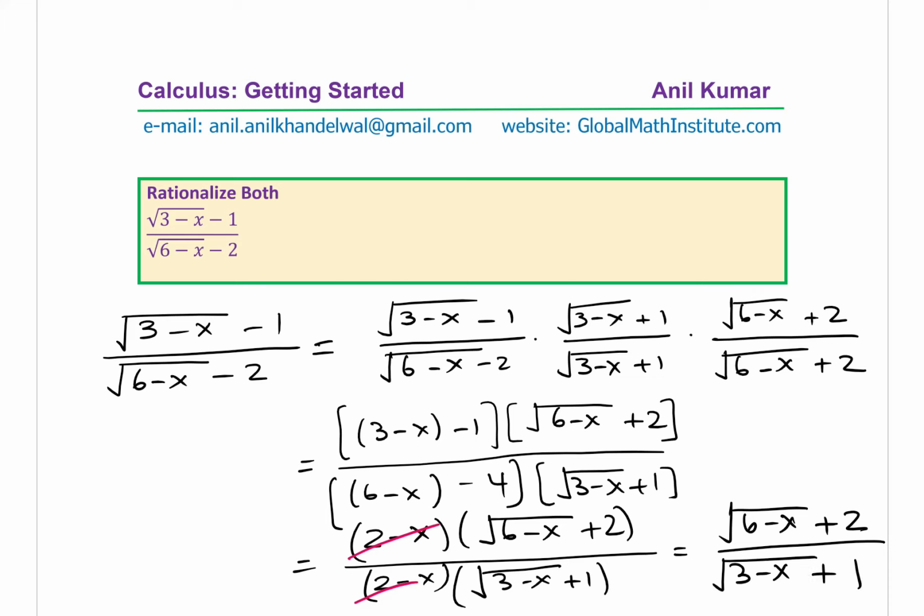So we have square root 6 minus x plus 2 divided by square root of 3 minus x plus 1. Notice how we have written this, right? So what we get here is kind of important to understand. We get square root of 6 minus x plus 2 over square root of 3 minus x plus 1. Perfect. The factor which cancelled indicates that x should not be equal to 2 in this particular case, right?